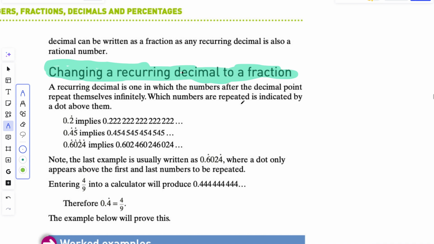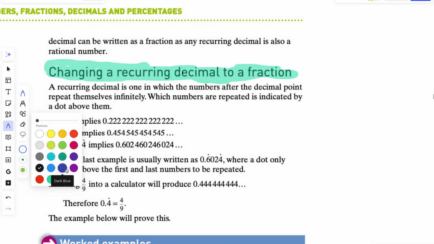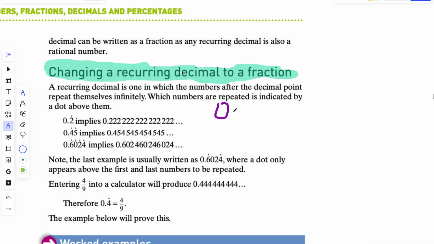Okay, recurring decimal, normally we just write 0 point. If it's 2 that is repeated, I'll just write 0.2 with a dot on top. This dot shows that 2 is repeating itself. Okay, so it means it's 0.2222. It keeps repeating itself. So if you want to change it to a fraction, there's a way. Okay, there's a way to change this 0.2 to a fraction.